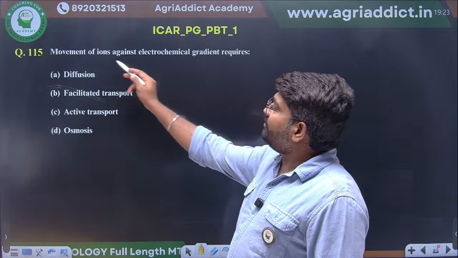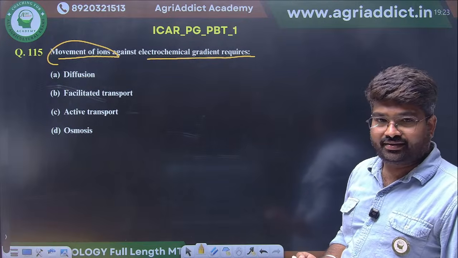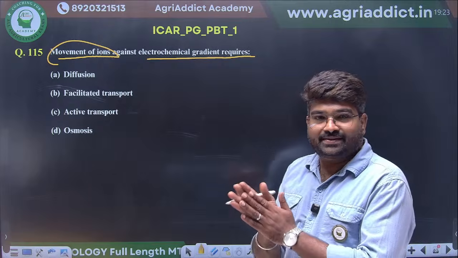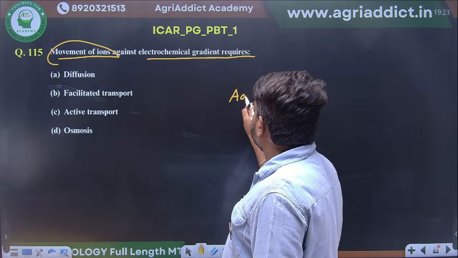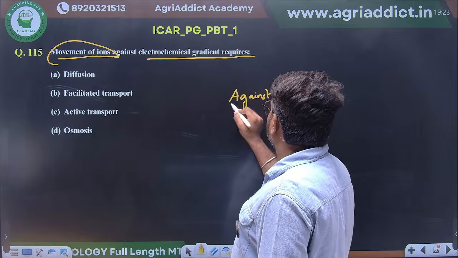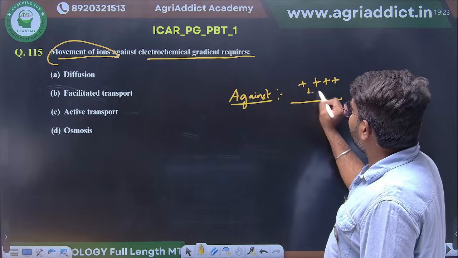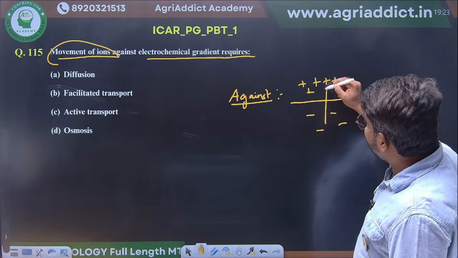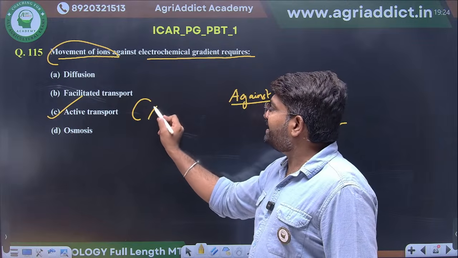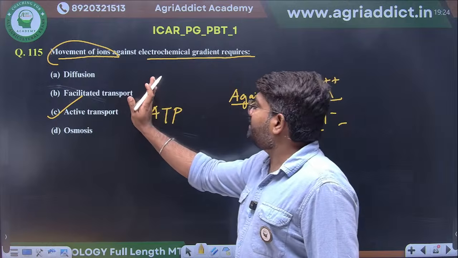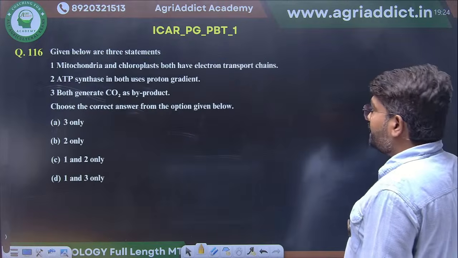Next question. Movement of ions against electrochemical gradient. What will be the answer? Against means what? Moving from lower to higher concentration. For example, here more concentration is there, here less concentration is there. But moving against the concentration means that is active transport by utilizing ATPs. ATP will be utilized. So active transport. Next question.